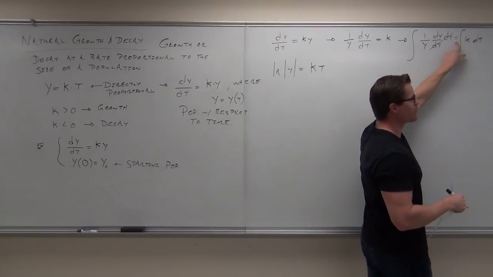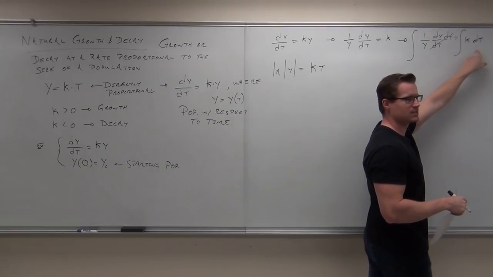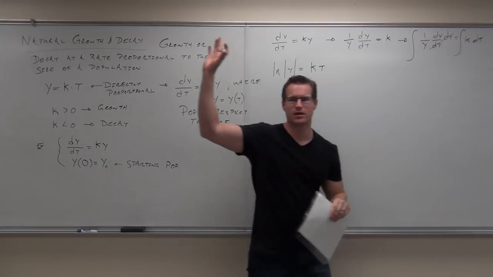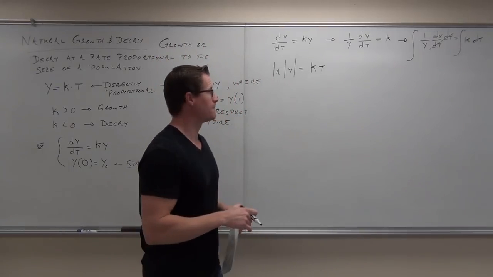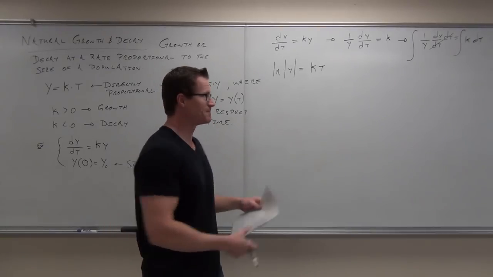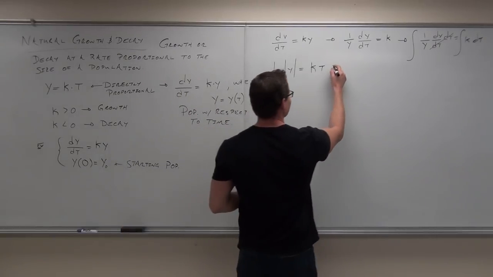Here, you could pull this out in front. It'd be basically the integral of dt. The integral of 1 dt is t, multiplied by the k, you get kt. Show of hands, feel okay with that idea? Okay. Plus C1.